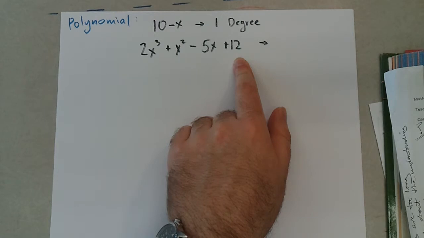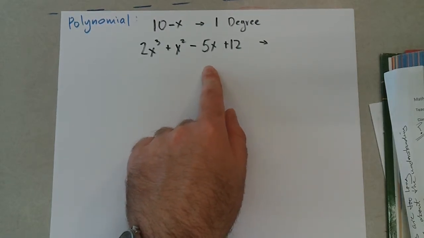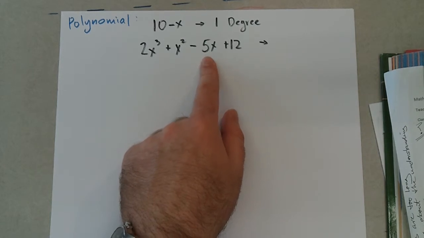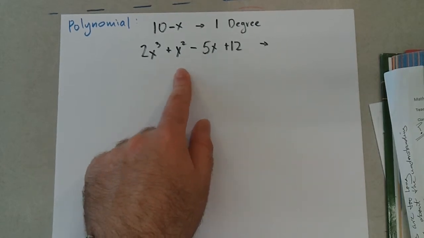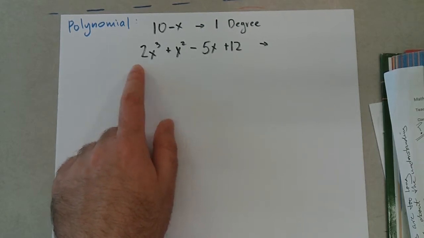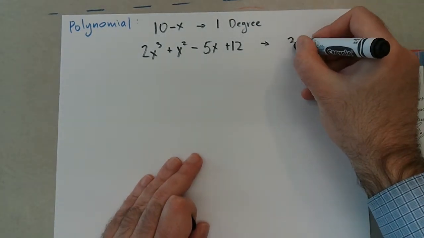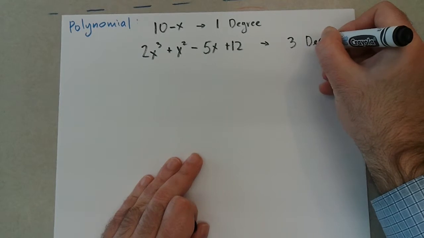The 12 is the lowest here, it's a 0 degree. The 5x, again the 5 contributes 0, the x contributes 1, so that's a first degree monomial. That's a second degree monomial. Here the 2 contributes nothing but the x is to the third, so it's a third degree monomial. So that's the highest ranking monomial, so the entire polynomial is of the third degree.